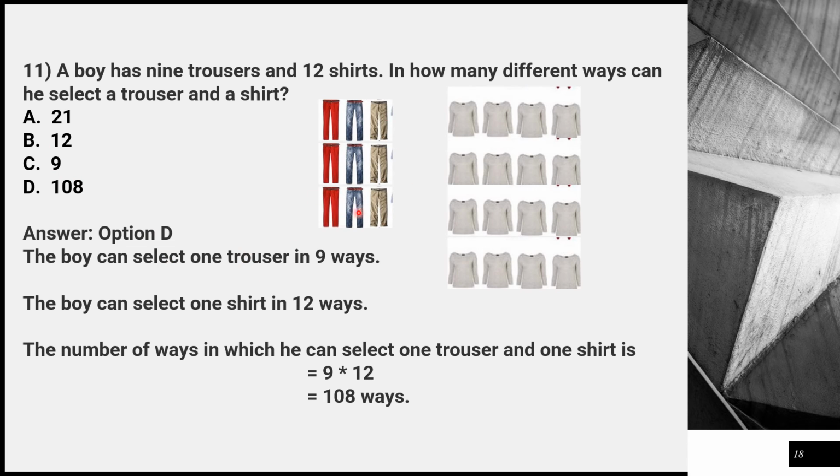So let us consider this is 9 trousers and this is the 12 shirts. Here they are asking to select one trouser. So one trouser can be chosen anything, right? This can be chosen, this can be chosen. So there are 9 ways. Here also 12 shirts can be chosen in 12 ways. So you can take this, this, this, this. Multiplying both of them gives the total number of ways. So it is easy.